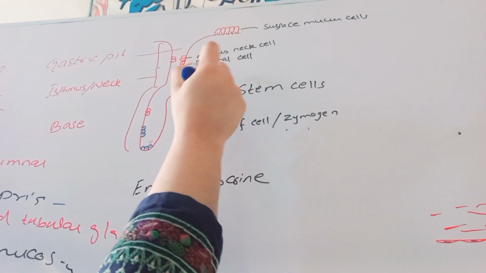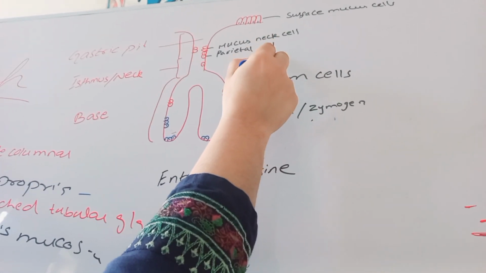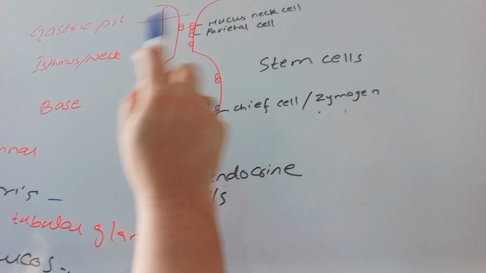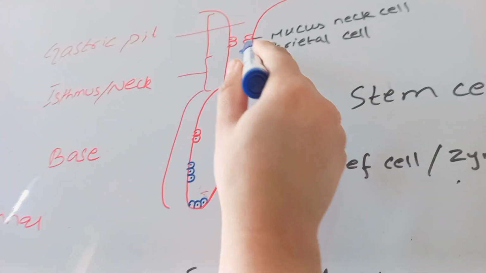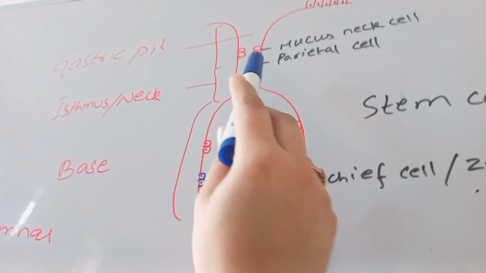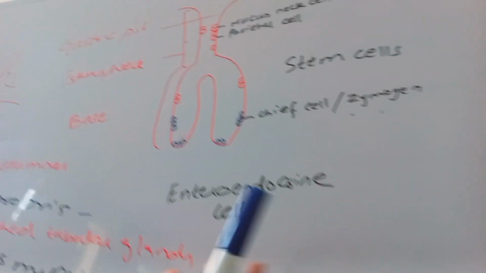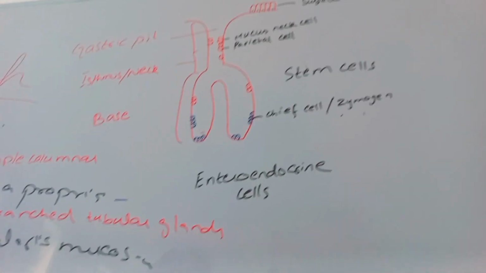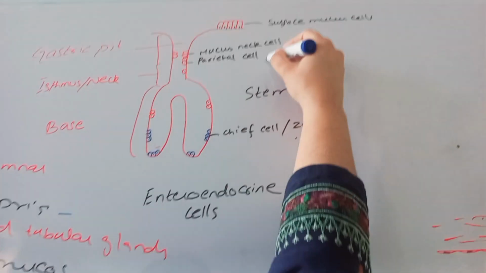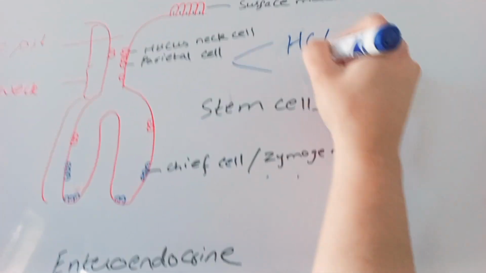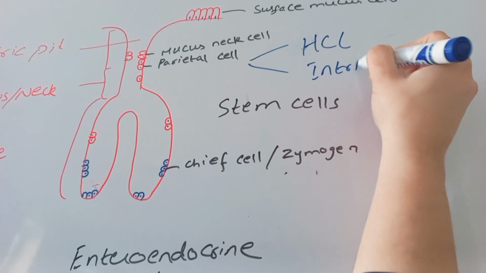Then next cells are the parietal cells. These cells are present in the isthmus as well as on the base of the gastric glands. These parietal cells are ovoid structures, and they have a centrally located nucleus and a lot of mitochondria. The parietal cells produce two things. Number one is HCl, hydrochloric acid, and second one is the intrinsic factor.